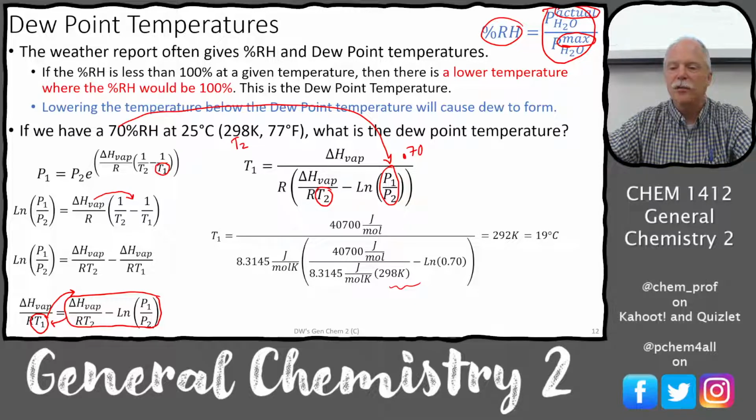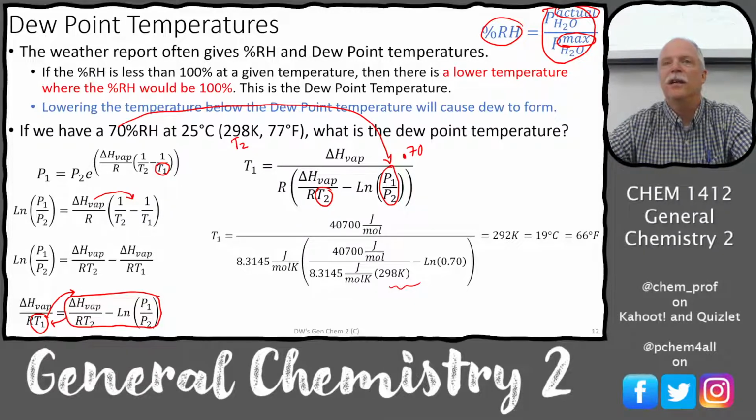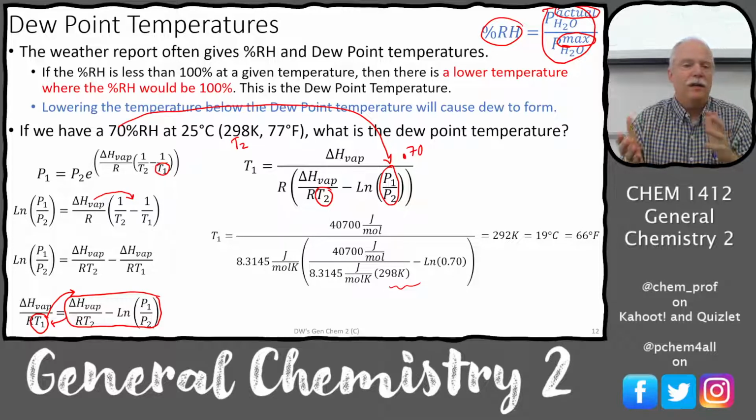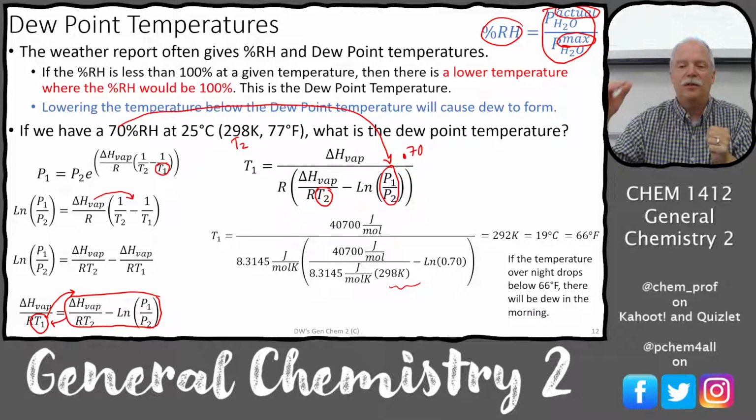So let's put it in numbers we understand. That's 66 degrees Fahrenheit. So that's pretty cool. If we're at a room temperature day and it's 70% relative humidity, if the temperature cools down below 66, typically at night the temperature drops, then there'll be dew in the morning if it gets below 66. If you see the dew point is 66, and you think that the low predicted for the morning is only going to be 71, then you're probably not going to have dew in the morning.